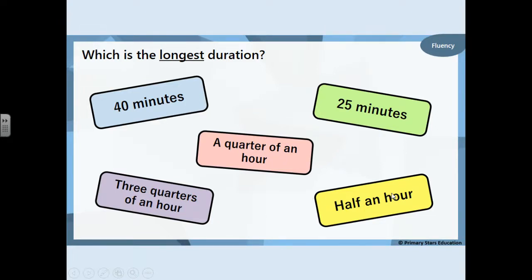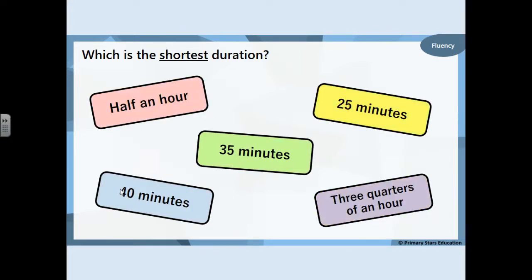Right, the trick over here is to convert these times to minutes. So a quarter of an hour is 15 minutes, half an hour is 30 minutes, and 3/4 of an hour is 45 minutes. Now, looking at that, which one do you think is the longest duration? Please have a go at it. Right, let's have a look. That's right, 3/4 of an hour is the longest duration.